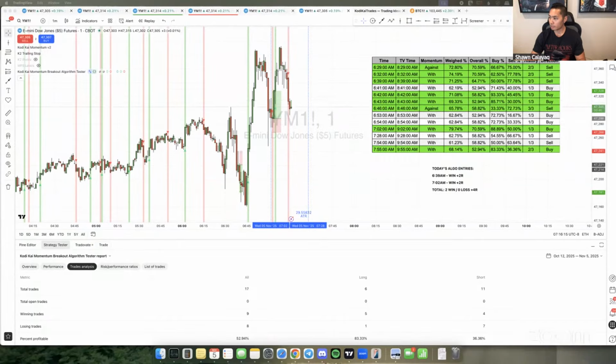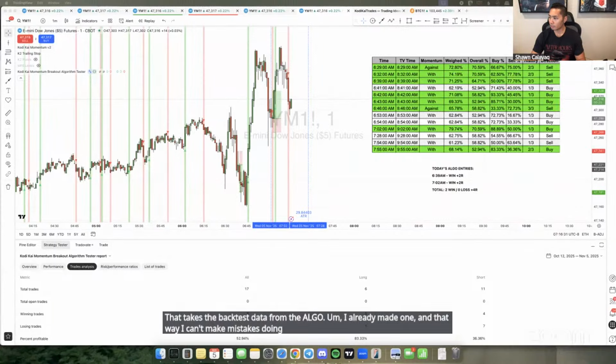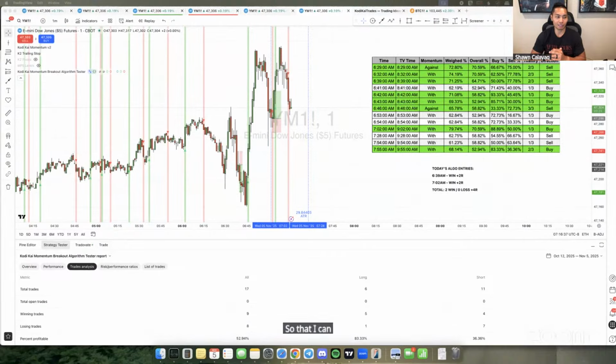Yeah, Masih said it does the weighted overall plus better direction divided by 200 by itself, all the analysis. Sean, why don't you make a program that takes the backtest data from the algo? I already made one, and that way I can't make mistakes doing pre-market. I think I'll talk with you in a little bit, Masih, and we'll see if maybe you can share that with me so that I can do that as well.